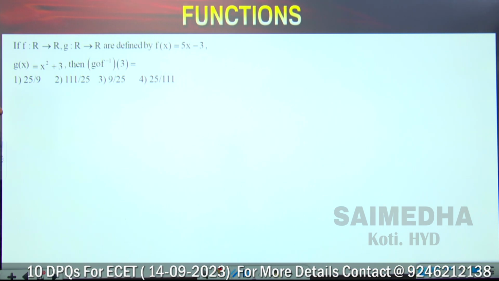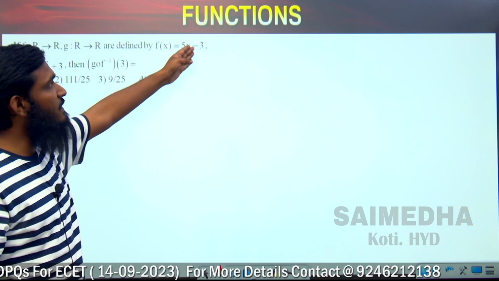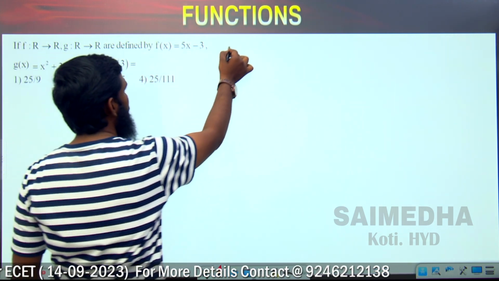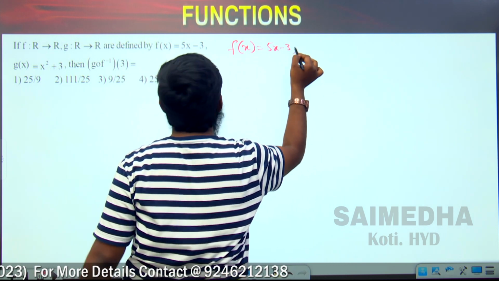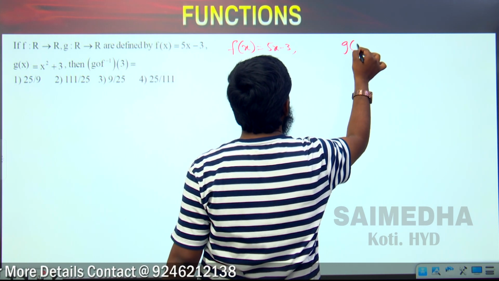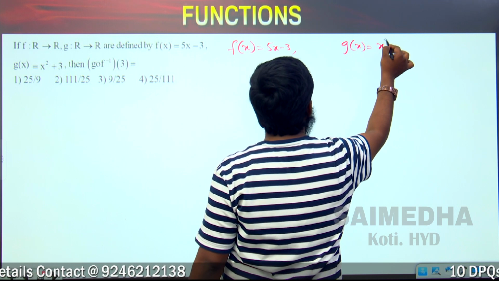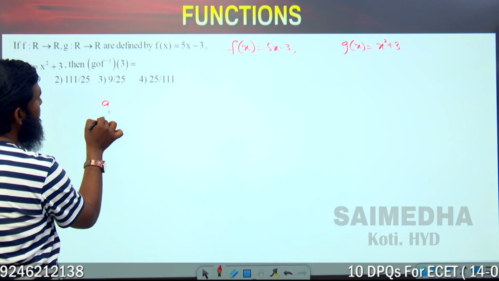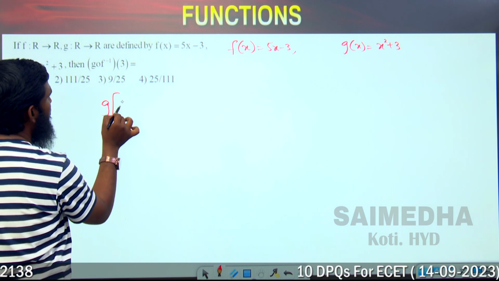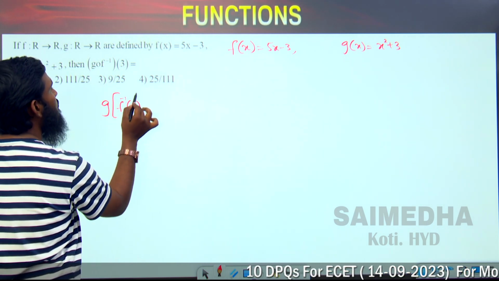Now let us go for the last question. Now we are having f of x is equal to 5x minus 3, and g of x is equal to x square plus 3. Okay, this is the question. What do we have to find now? g circle f inverse of 3, we have to find.